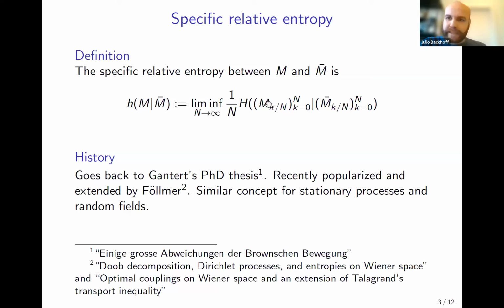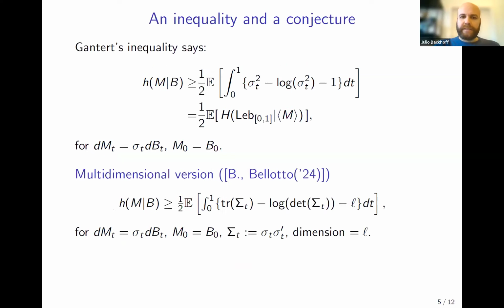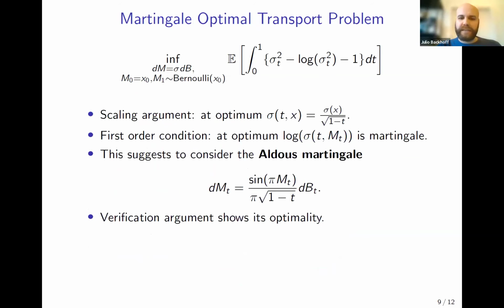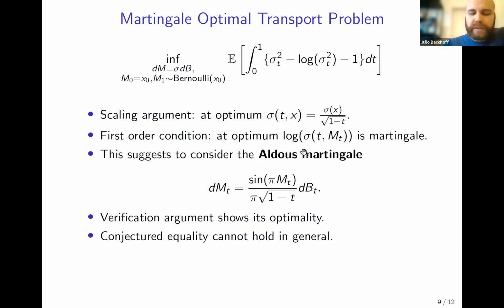So there we have M at time 1. That is a Bernoulli. And here we have Brownian motion at time 1. That's a standard Gaussian. And this relative entropy is then infinite for every n. So what happens to the Aldous martingale is that the original definition of specific relative entropy is infinite, but the lower bound is finite. So the equality cannot always hold in that conjectured result.